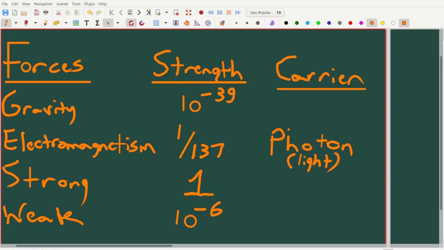Light itself is what carries the force between interacting particles in the electromagnetic field. If you bring two electrons together and bounce them off each other, and you can show this in an experiment, what happens? Well, they emit photons. They release that energy as light.